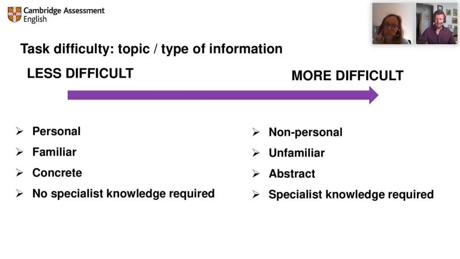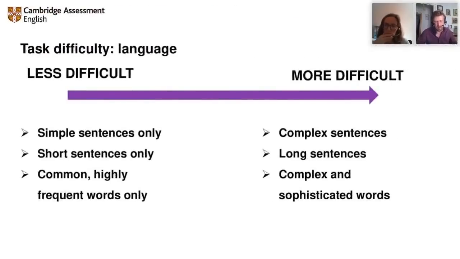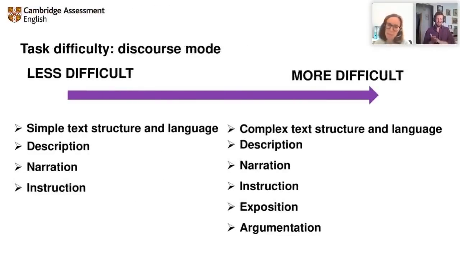I think if you look at the word lists, we have published word lists for all of the young learners, then A2 Key and B1 Preliminary. And I think a new lexical set comes in at Preliminary, emotions, feelings, etc. Because when we're beginning to speak about more abstract things, it becomes more linguistically challenging. In terms of language, less difficult, again, simple sentences, short sentences, high frequency words. And more difficult, obviously, more complex, longer sentences and more sophisticated words, like sophisticated. Next, Victoria. Discourse mode, I can't talk about this. Over to you.